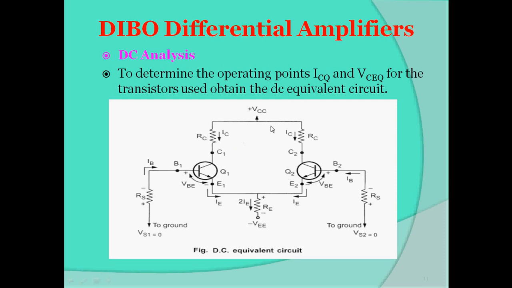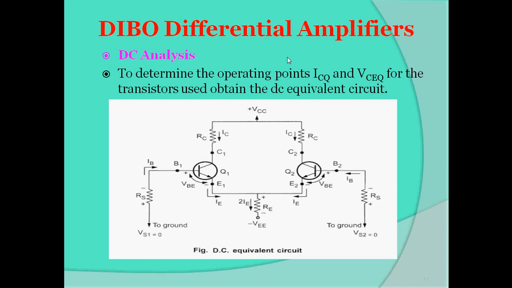Now this is the DC equivalent circuit where we have made the AC signal sources 0. Now we want to determine its equations. To find out the quiescent points, first of all we have to apply KVL to the input loop of one of the transistors. As both the transistors are identical, we can determine the operating points for one of the transistors, and the same will be applicable for the other transistor.